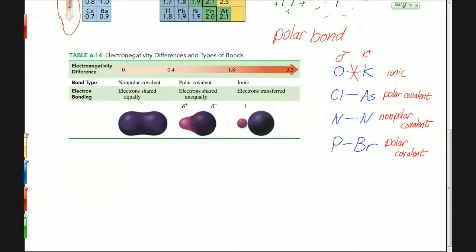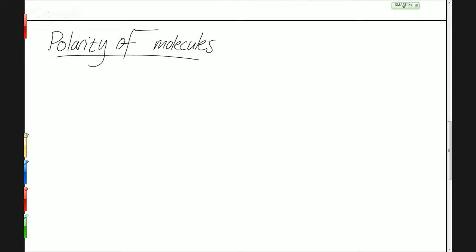All right, so let's get into the physical properties. Let's get into why it's important to know these things about electronegativity. Just as we looked at the polarity of bonds, we can look at the polarity of whole molecules also.